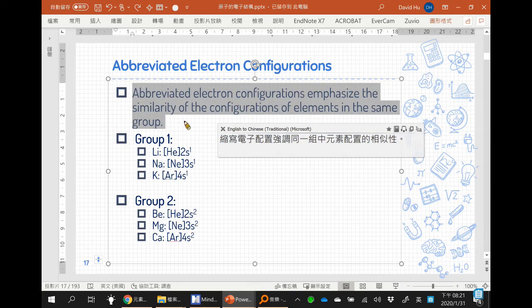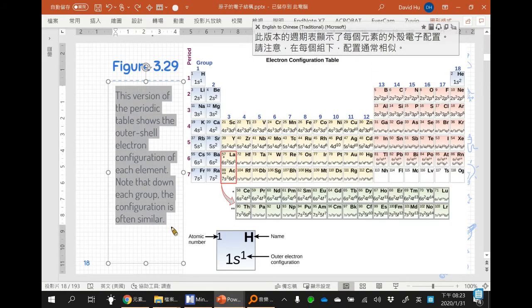Abbreviated electron configurations emphasize the similarity of the configurations of elements in the same group. 缩写的电子组态强调同一个族的元素的电子组态的相似性。譬如说第一族锂钠钾，它们最外层的电子都是一个电子，那第二族铍镁钙，它们最外层的价电子有2个。This version of the periodic table shows the outer shell electron configuration of each element.